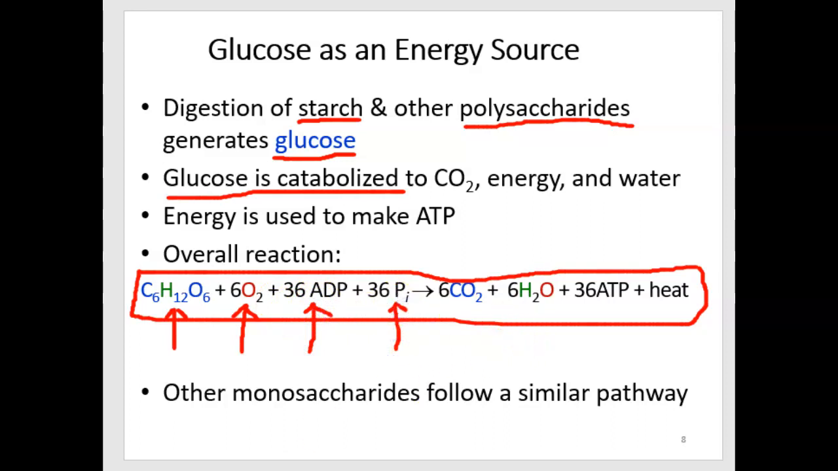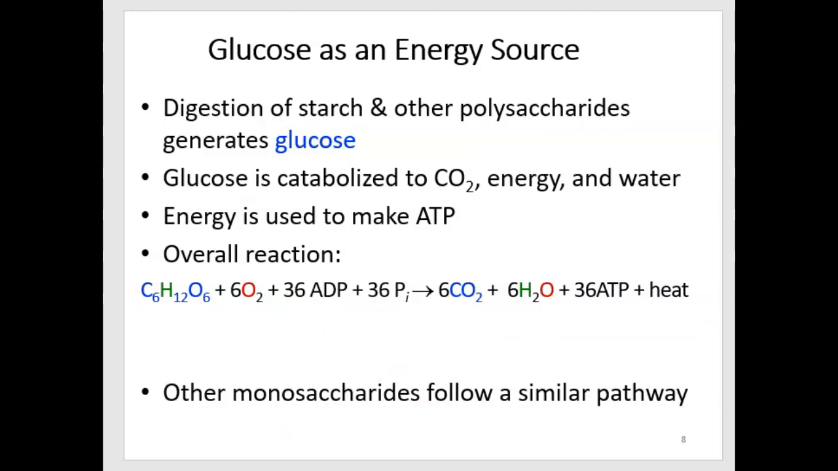Now the products are going to be carbon dioxide, water, and 36 ATP, which are made from breaking down one simple monosaccharide. That's a lot. And the process isn't completely efficient, so some of the energy released will just dissipate as heat.